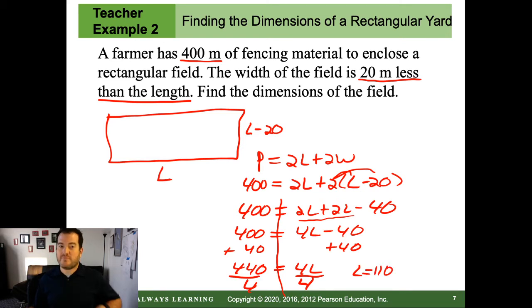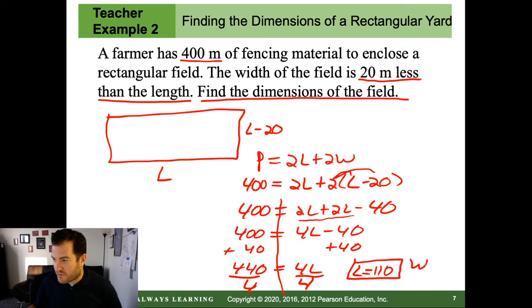Now, this says find the dimensions of the field. So since the length is 110, which we figured out, in order to find the width, how would we do that? Well, it says here that the width is 20 meters less than that. So I think 20 meters less is just going to be 90. And that's going to be our width of our field. So hopefully that made sense.